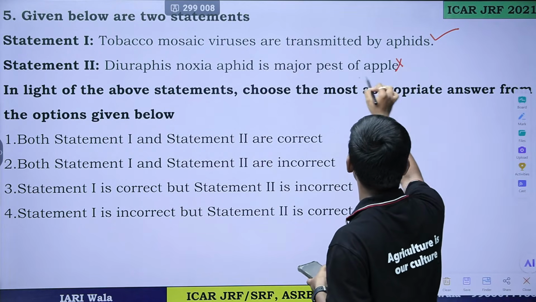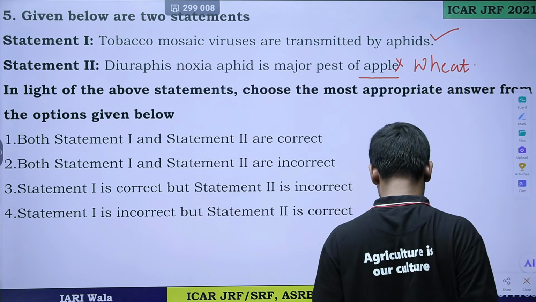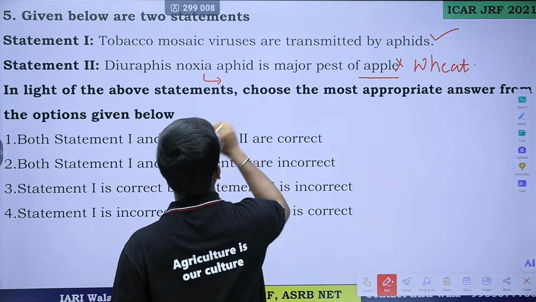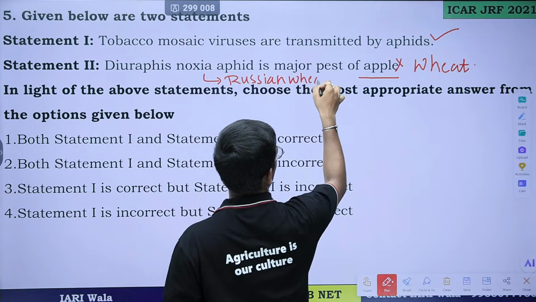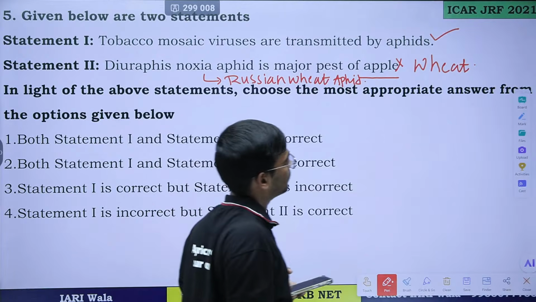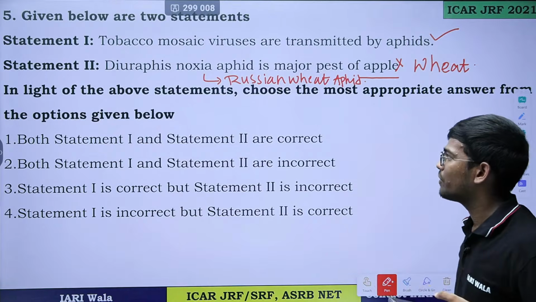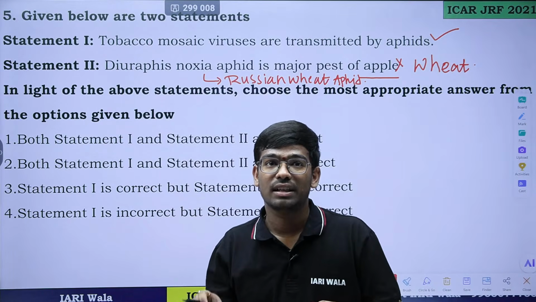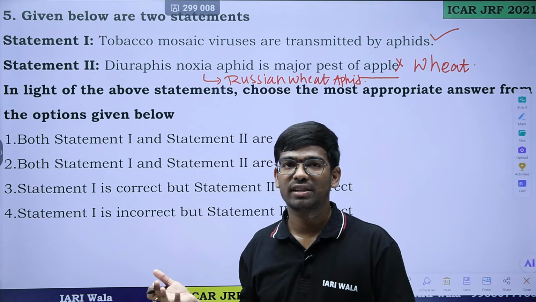This statement is wrong. Why? Because here the host crop is wheat. And the common name of this is, I can write here, Diuraphis noxia, commonly called the Russian wheat aphid, and it is a pest on wheat, not on apple. That's why the second statement becomes wrong. And tobacco mosaic viruses are transmitted by aphids. That is true.